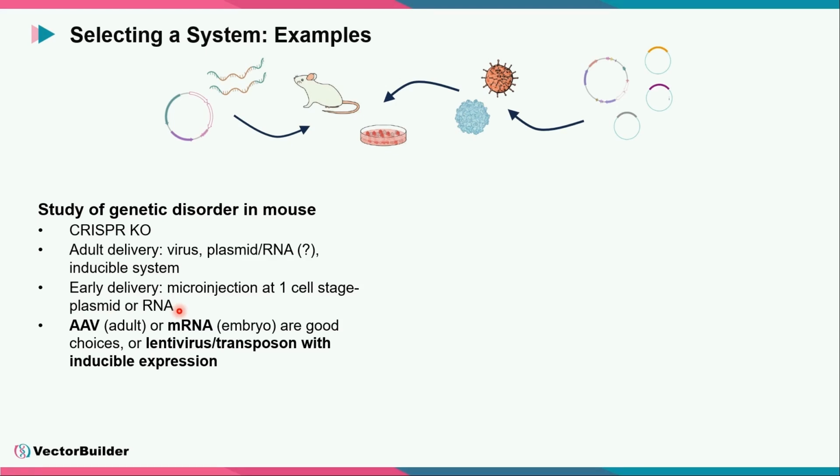Now, of note, we do want to avoid delivery systems that involve that Cas endonuclease getting integrated into the genome and then expressed throughout the life of the animal, because that can lead to a lot of off-target effects. So for this, if we want to deliver these CRISPR components in the adult, AAV is going to be typically the better choice. And if we want to target that one cell stage, we can use mRNA for, again, that really short-lived activity. We make our edit, it gets degraded, and we're good to go. Additionally, we could use lentivirus or transposon as long as we're using that with an inducible system.